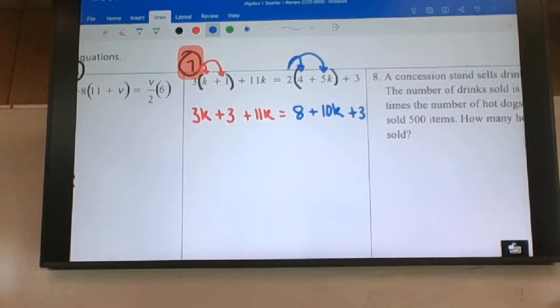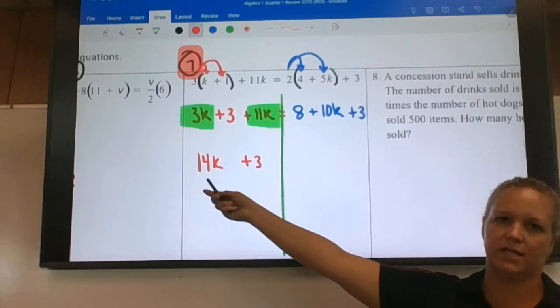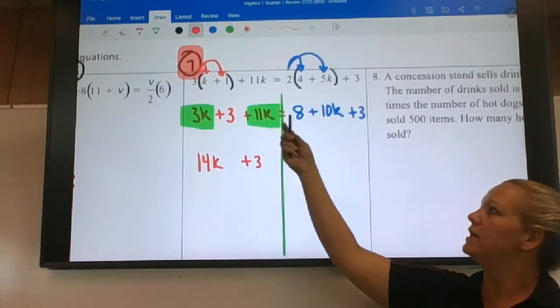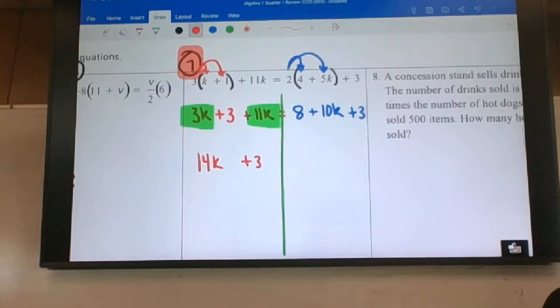Now we will collect like terms. So I got my line. Now the 3K and the 11K are combined, and they're on the same side, so I don't do opposite. Just a positive 3 and a positive 11 make 14. And these over here are on the same side, so I don't do opposite. It's a positive 8 and a positive 3, so I just combine them.